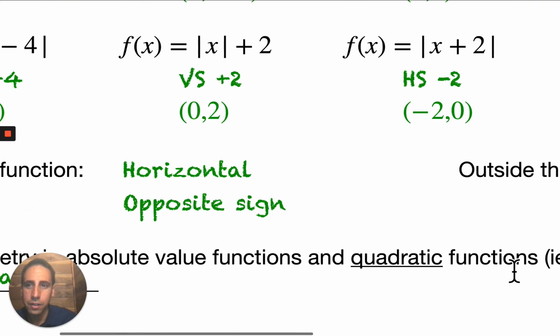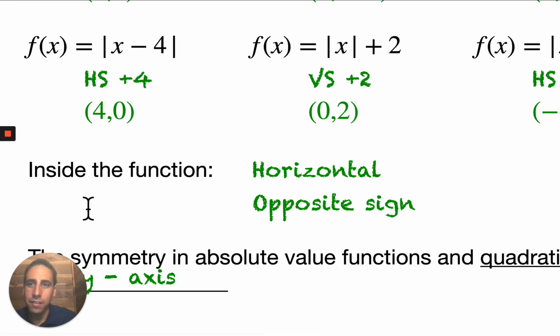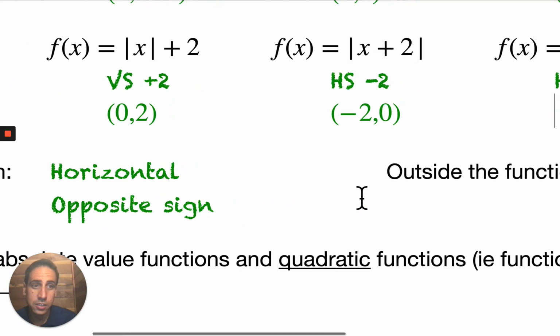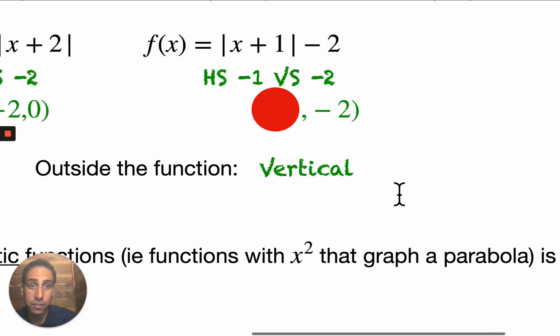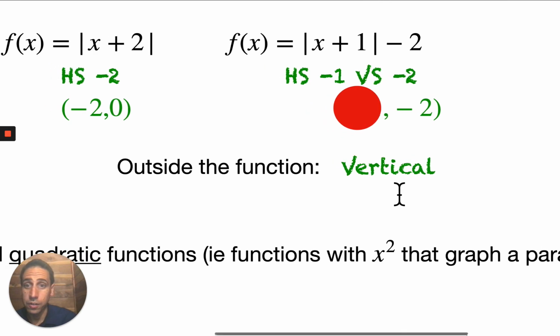In summary, we can say that if a number is inside the function, it's going to be a horizontal shift, and then it will have the opposite sign if it's addition or subtraction. And if it's outside the function, it must have something to do with the vertical shift, or even a vertical dilation.